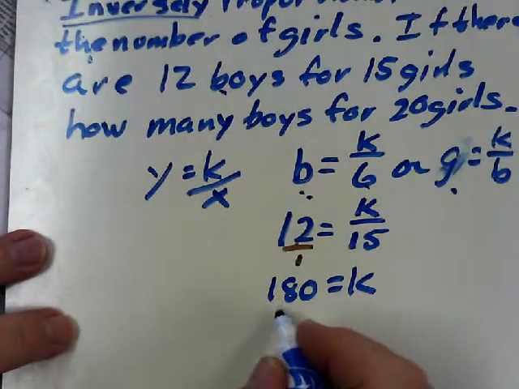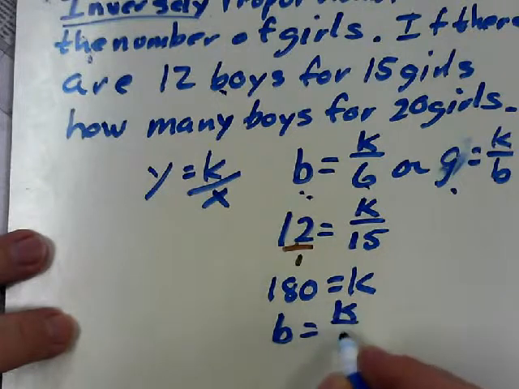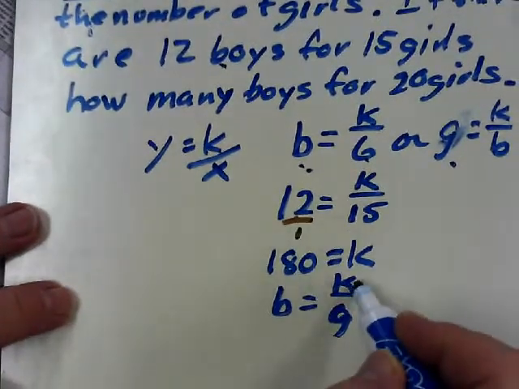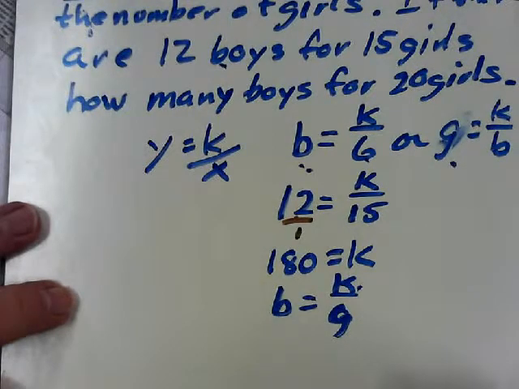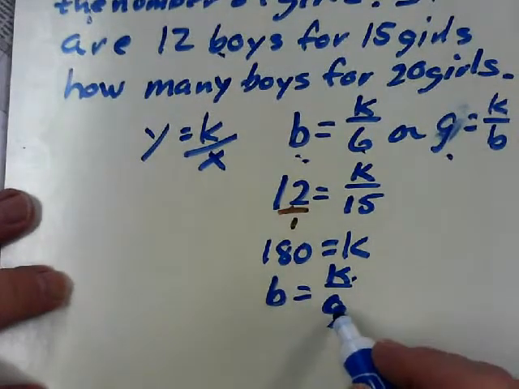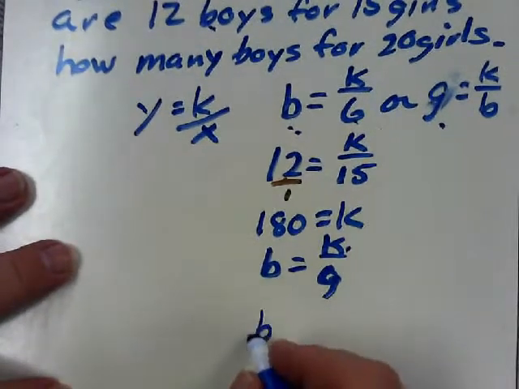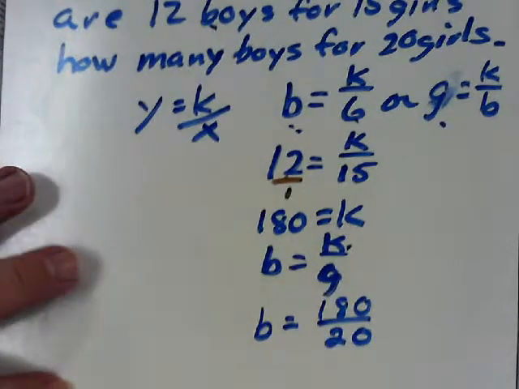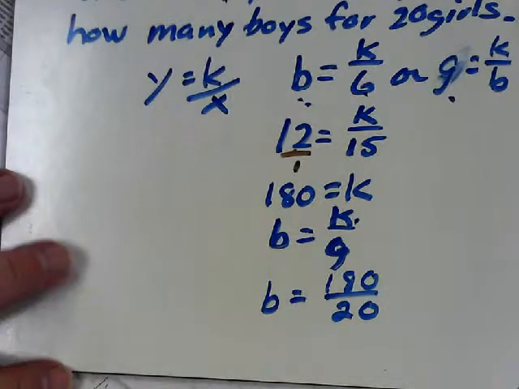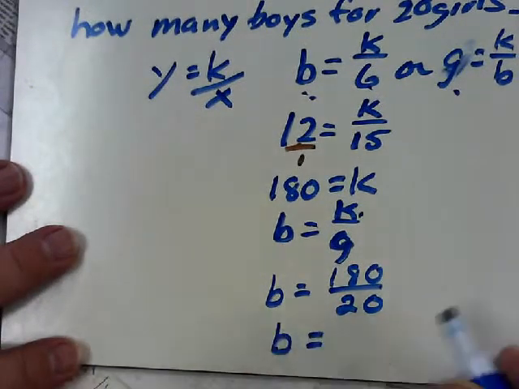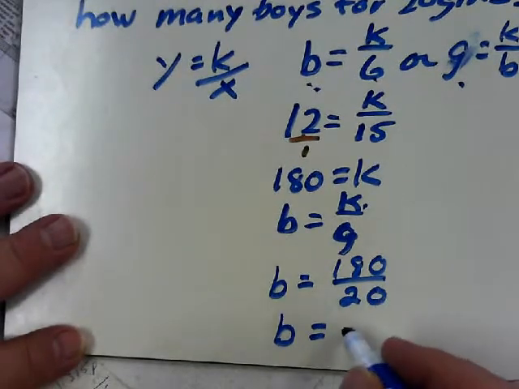Using the B equals K over G again, I know the K this time, don't I? Would you agree? Do I know the B? Nope. But I know the G. B equals 180 over 20. You divide those, correct? I thought we were doing 15 girls. So the number of boys becomes 9.